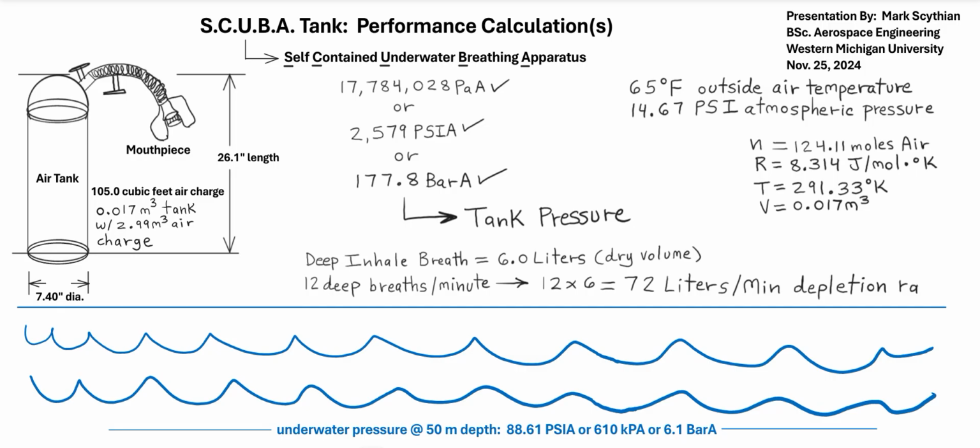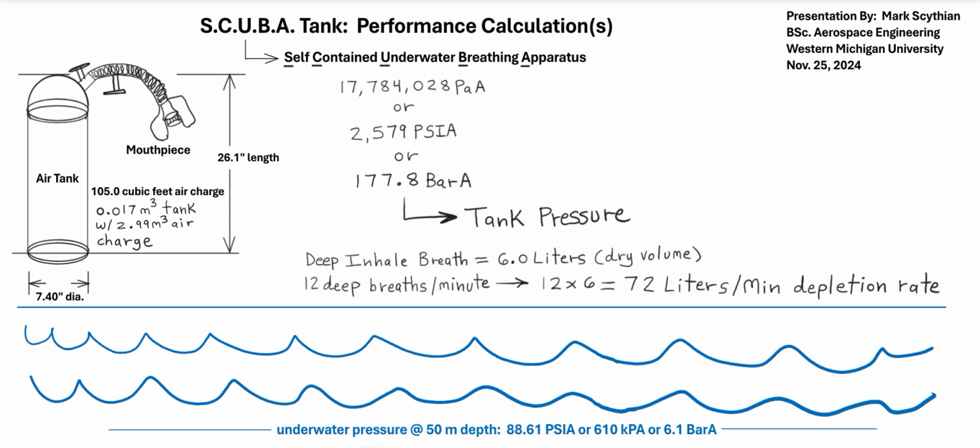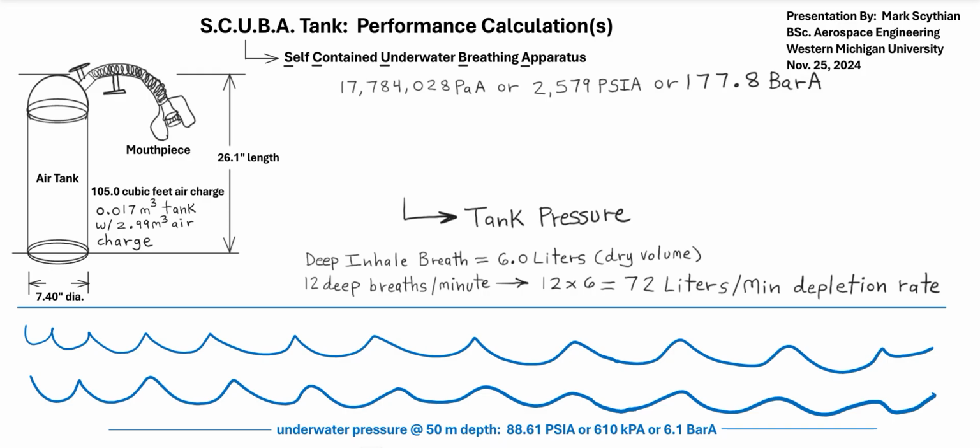So at 12 deep breaths per minute at 6 dry liters volume per full human lung capacity, that translates to 72 liters per minute of air supply depletion, or 72 liters per minute depletion rate.